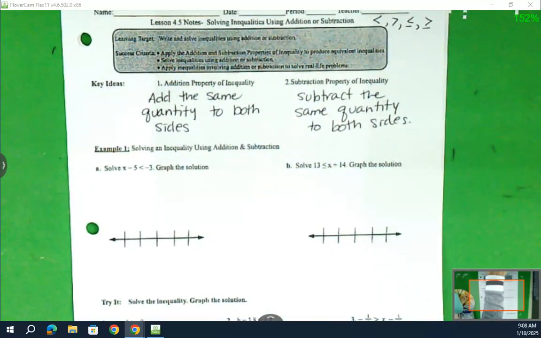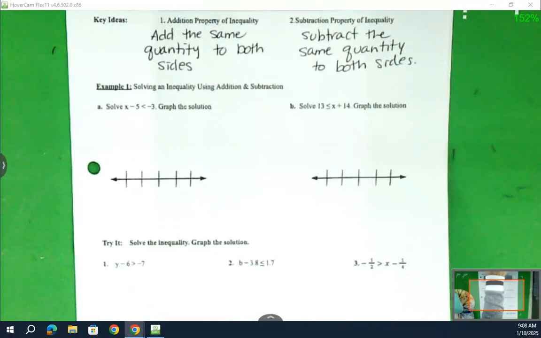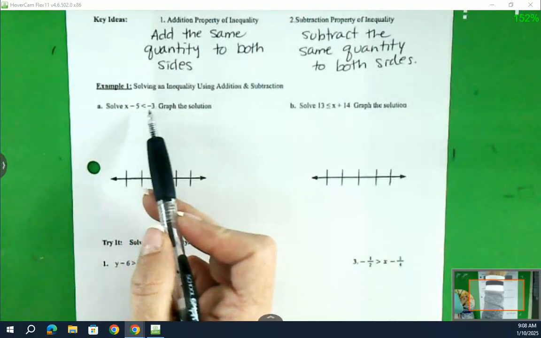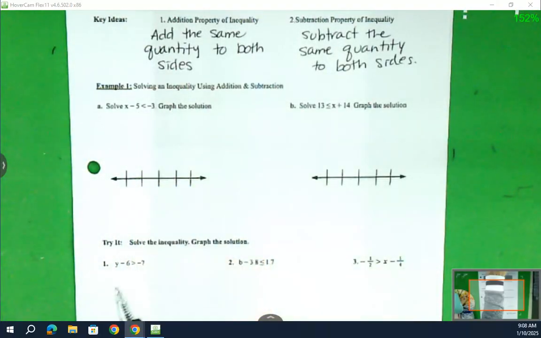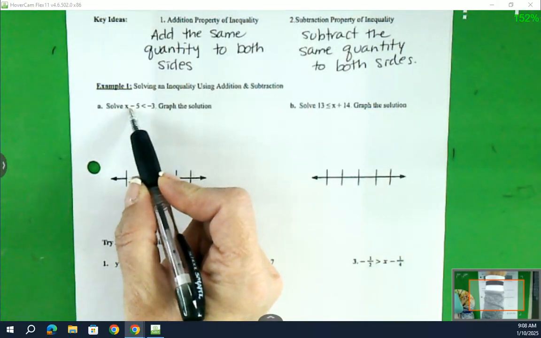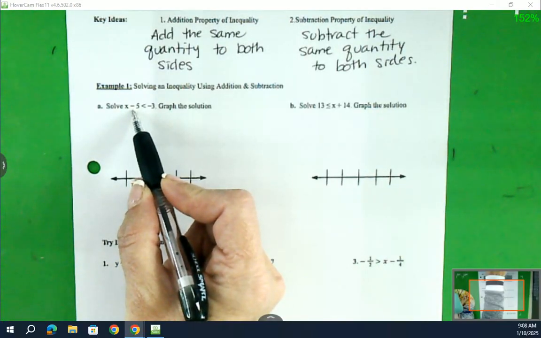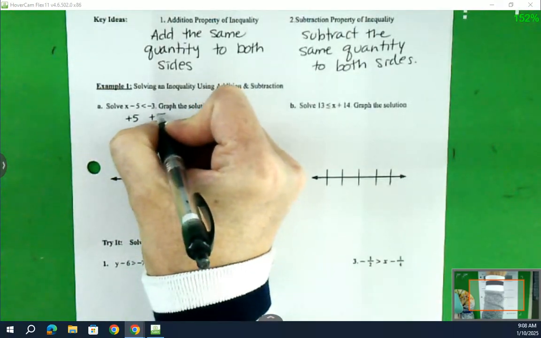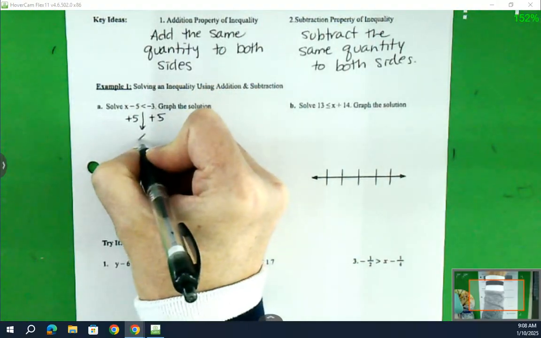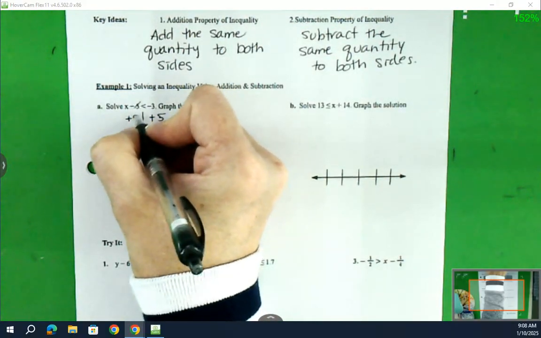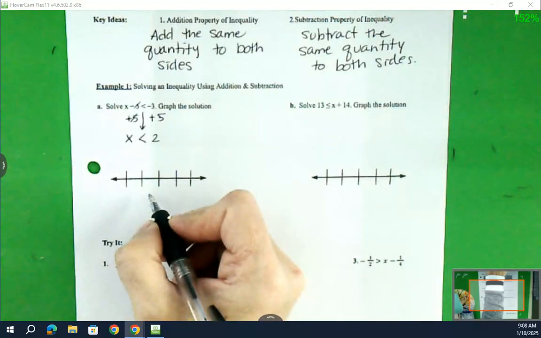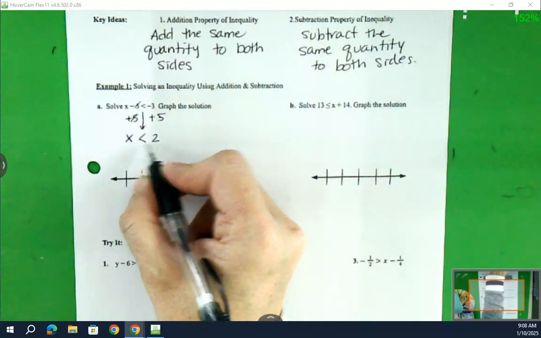Okay, so example one, solving an inequality using addition and subtraction. Our first problem here is x minus 5 is less than negative 3. So again, whatever's happening to x is what we're undoing to get x by itself. We have a minus 5, so the opposite would be to add 5 to both sides of the inequality. Lining up the inequality, crossing out our zero pair, we have x is less than, and then negative 3 plus 5 is 2.